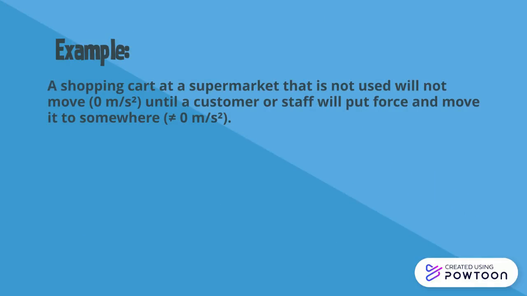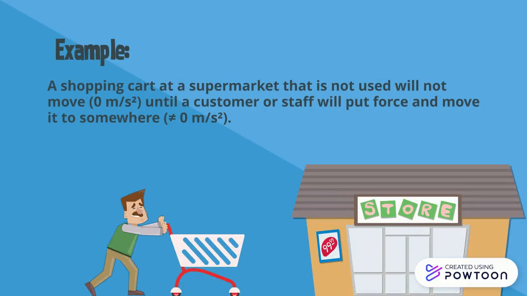Example: a shopping cart at a supermarket that is not used will not move, or its velocity is equal to 0 meters per second, until a customer or staff puts force and moves it somewhere, or its velocity is not equal to 0 meters per second.